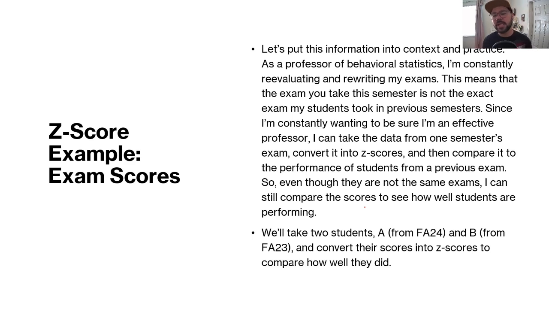So let's say we take two students. Student A is from my fall 24 semester, and student B is from my fall 23 semester. So a whole year in between these students have taken these tests. We're going to take each of the scores that I'll provide the information to you in just a moment. We're going to convert them into z-scores and then compare how well the students did.